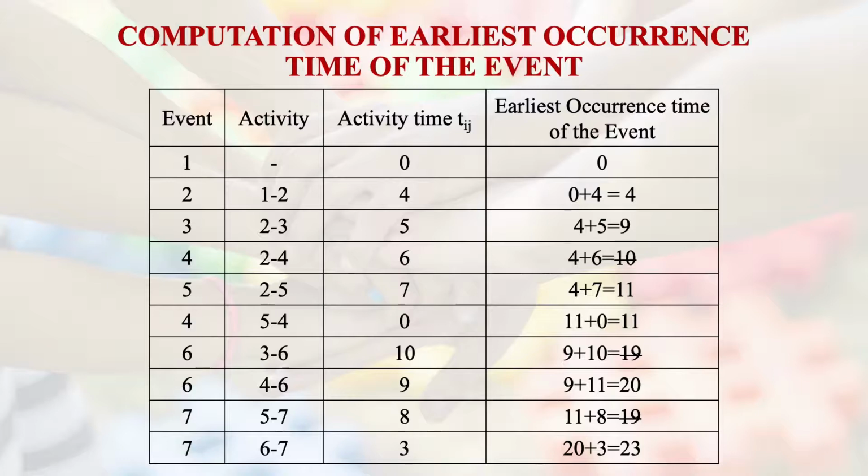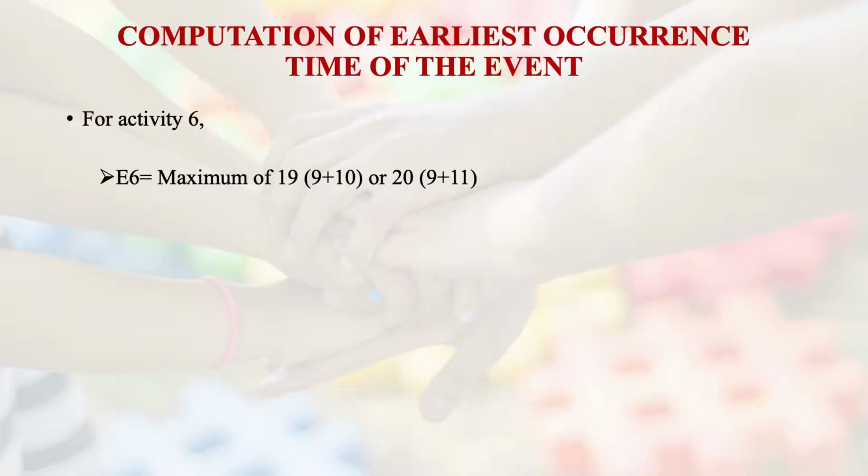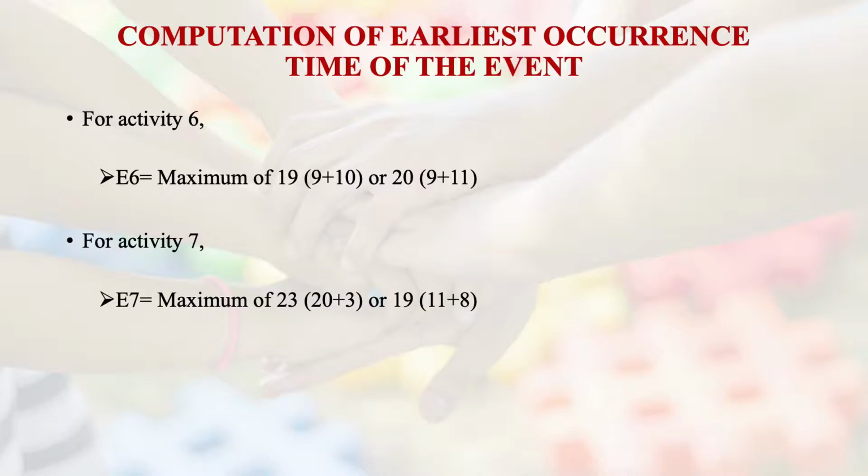All right, so similarly you can see the whole thing has been computed. This is for event 6: the maximum of 9 plus 10 or 9 plus 11 is selected, which happens to be 20. Similarly for event 7, the maximum of 20 and 20, so you get this particular information.